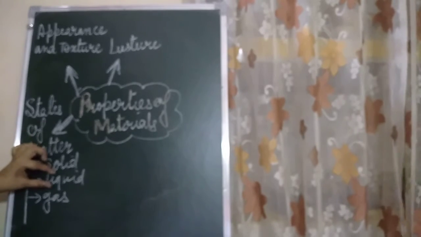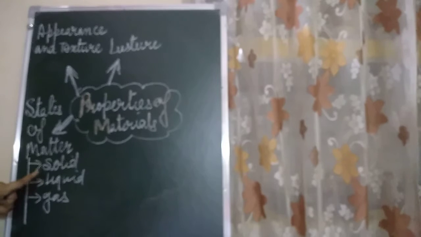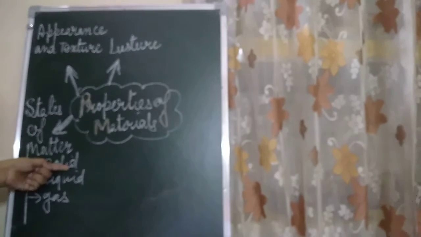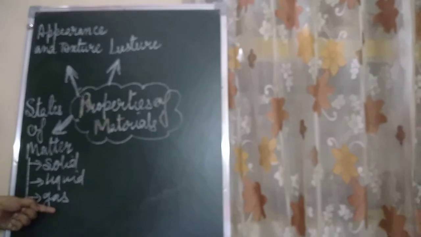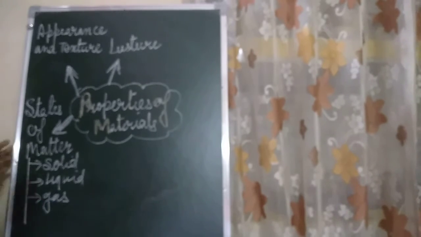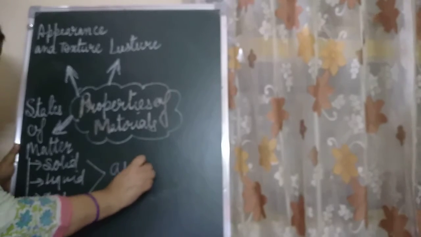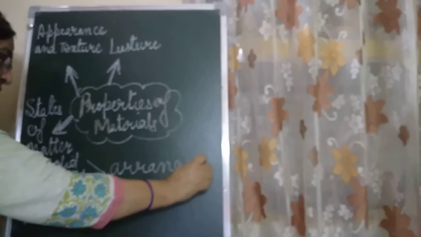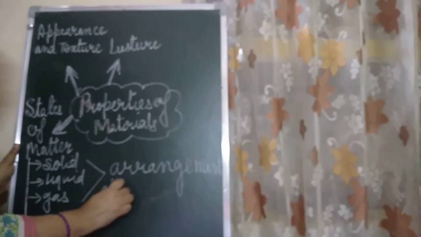Okay, now we'll discuss the arrangement of molecules in all these three cases, children. All molecules of a substance attract each other. The three states of matter have different properties. Why do these three states of matter have different properties, children? Because of the difference in the arrangement of their molecules.